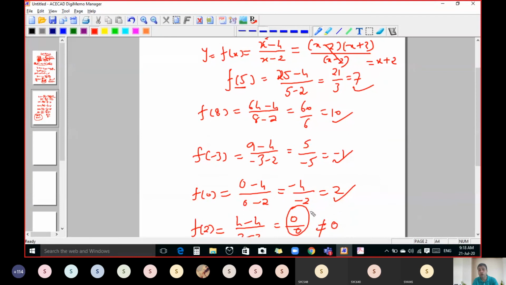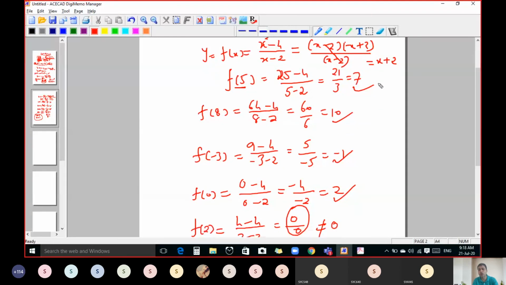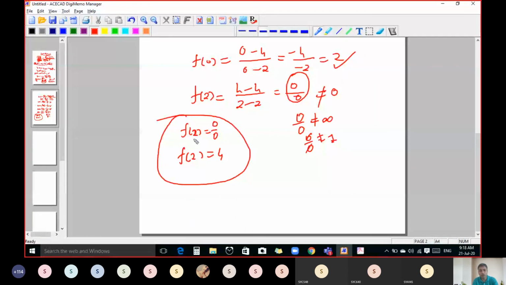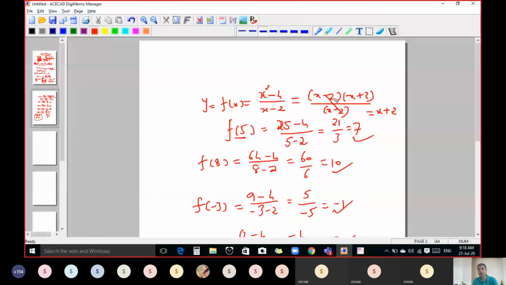But if I put 2 in this, I will get a meaningless, undefined answer, 0 by 0. And by putting 2 here, we get 2 plus 2, 4. So we have two answers here for f of 2. If we put it in this, we get one answer. If we put it here, we get another answer. Whereas instead of 2, if we put any other number, we get the same answer in both cases.